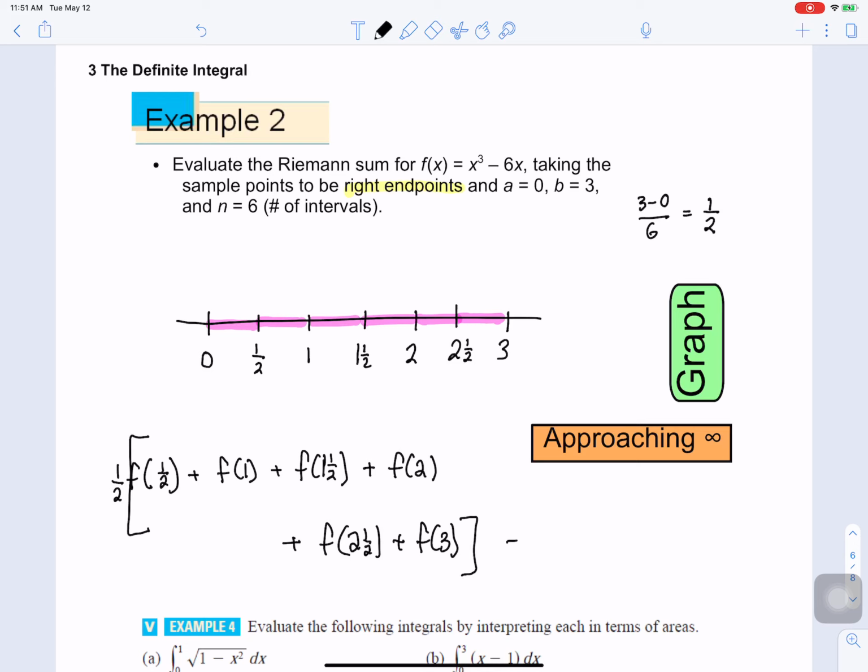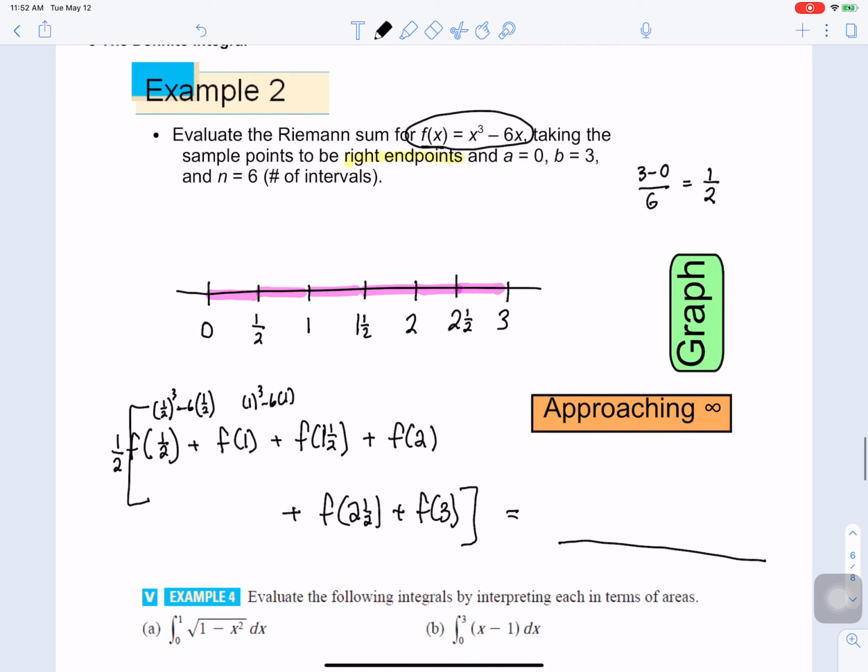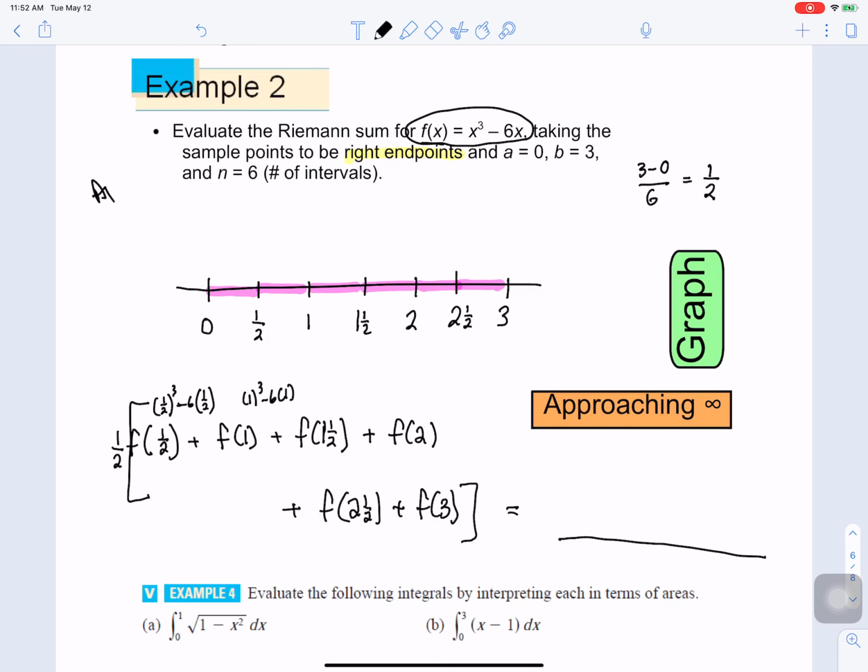To find the answer, you're just going to take your function and sub in 1/2, so this would be 1/2 cubed minus 6 times 1/2. Then we're going to go 1 cubed minus 6 times 1, and so forth. Get that big, long, ugly decimal, and then write that answer down. Again, this is an approximate value to the actual area.